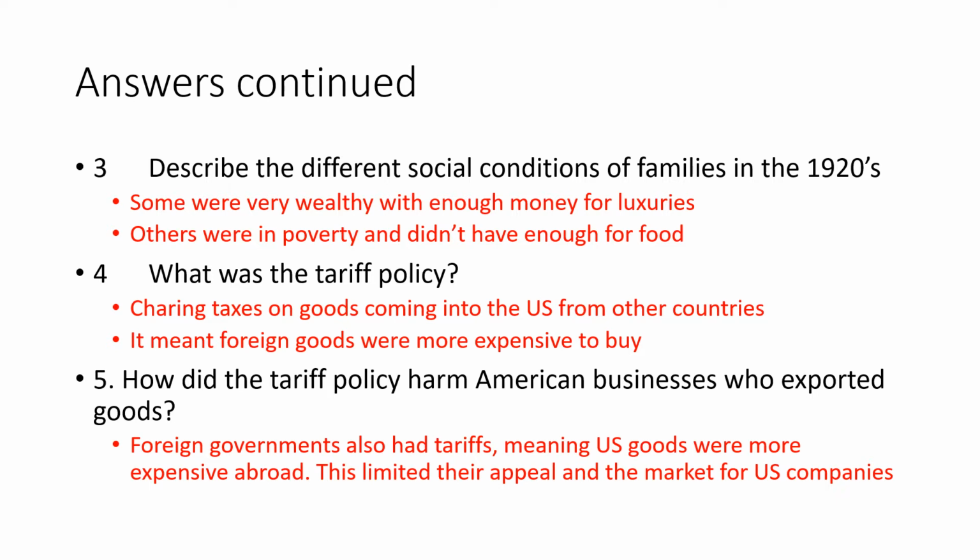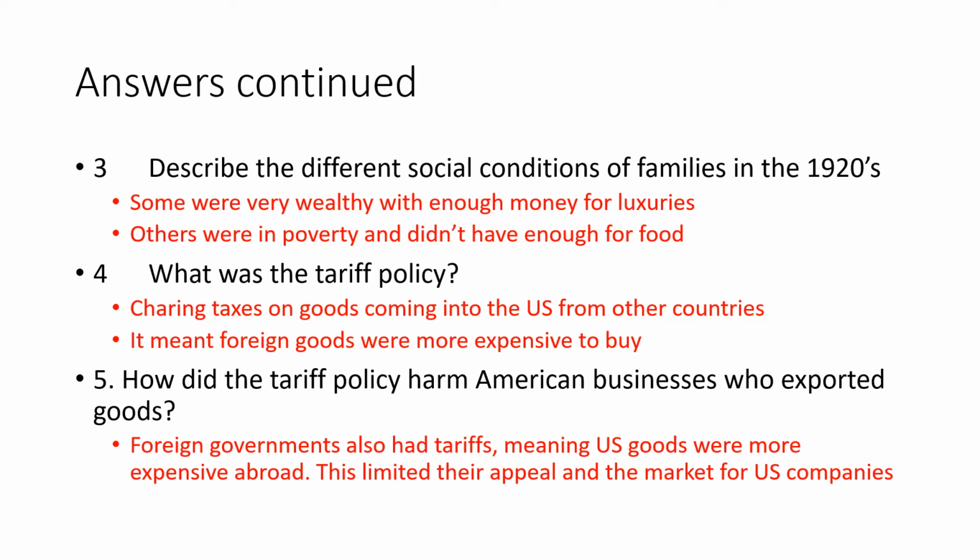There are a large number of people that have a comfortable life. They can buy a car, they can buy a radio, they can have a holiday. They have extra money left over. But others were living in poverty, and they didn't have enough money even for the food they needed. So these people could never go and buy luxury items like cars or radios.